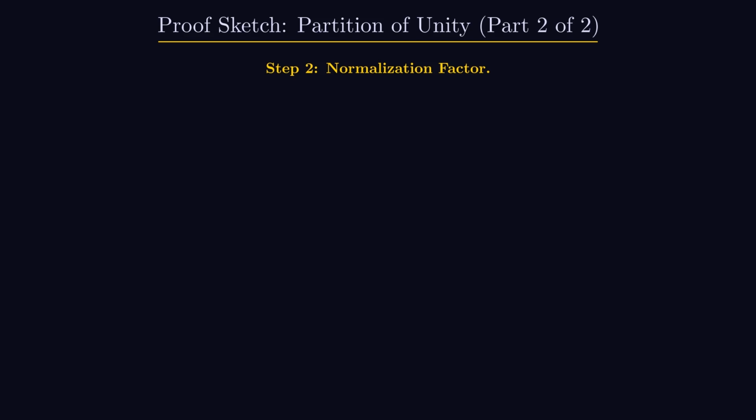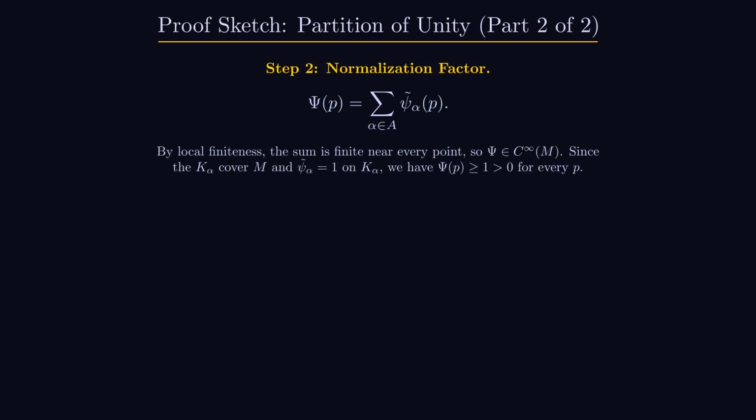Step 2 fixes this with a normalization factor. Define the sum psi of P to be the sum of psi_alpha tilde of P. 2 things make this sum well behaved. The sum is finite near every point, so psi is C infinity. And since the K_alpha cover M and psi_alpha tilde equals 1 on K_alpha, we have psi of P at least 1, and in particular strictly positive everywhere. A strictly positive denominator is exactly what we need.